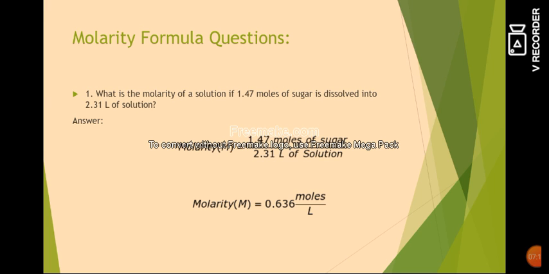Let's see an example of finding molarity from the number of moles and volume of solution. The question is, what is the molarity of a solution if 1.47 moles of sugar is dissolved in 2.31 liters of solution? The molarity can be found by the formula number of moles divided by volume of solution in liters. So 1.47 moles of sugar divided by 2.31 liters of solution gives 0.636 moles per liter.